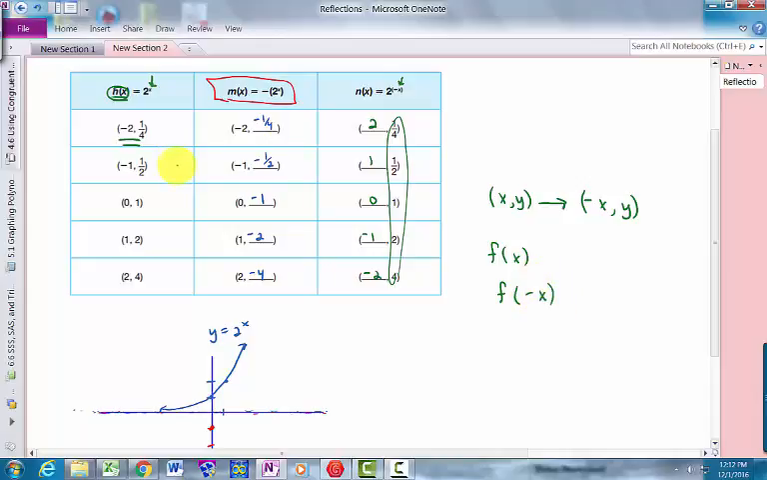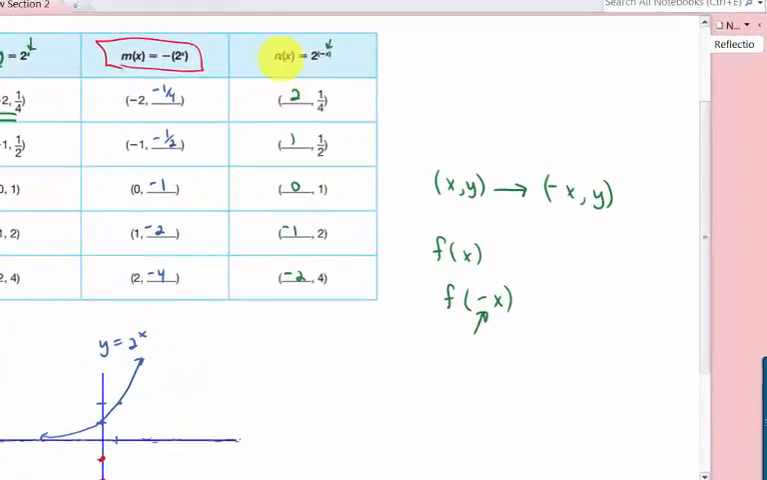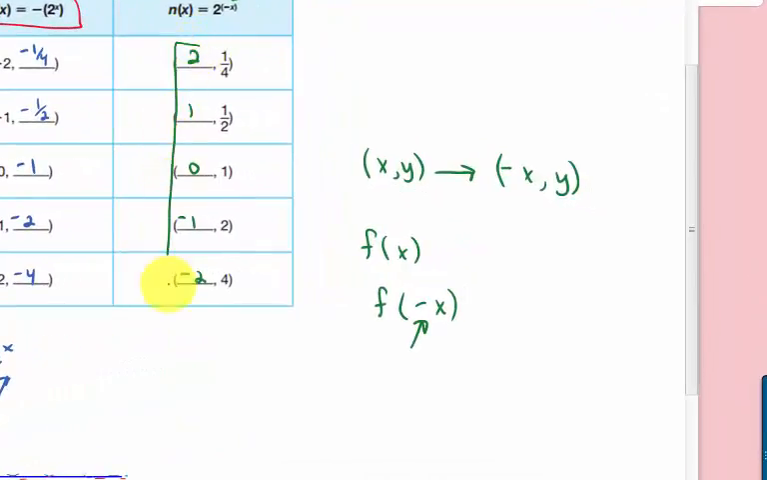Okay? So I kind of like to look at this as an inside-outside thing. Since this negative is an inside thing, that's going to change the x values to their opposites. In the previous case, we had negative f of x. See how this negative is outside. If it's outside, it's going to change the y value to its opposite. Okay, now what does this do?